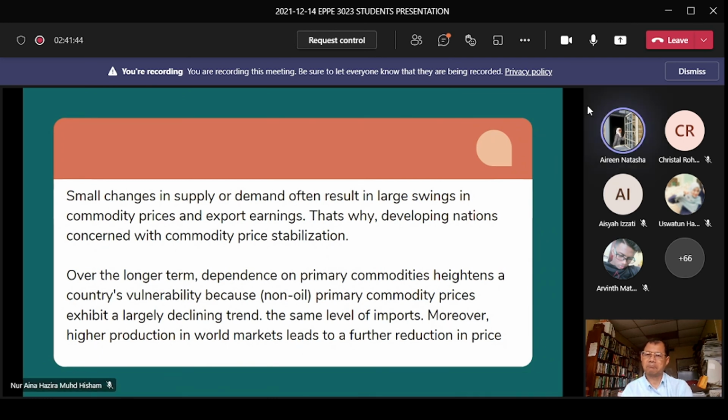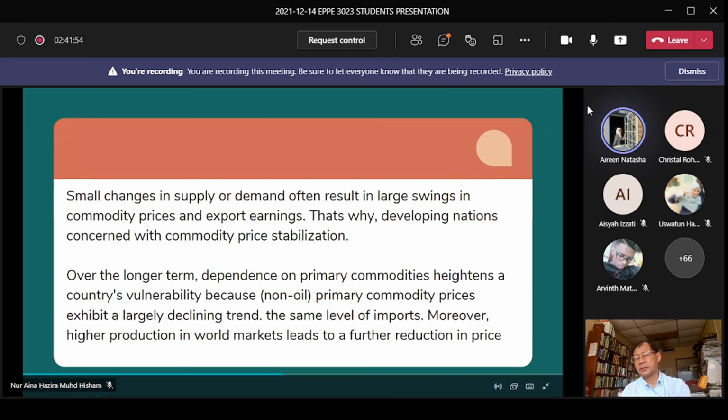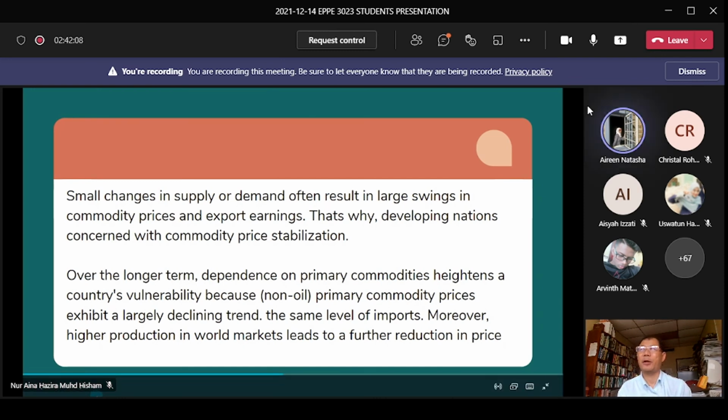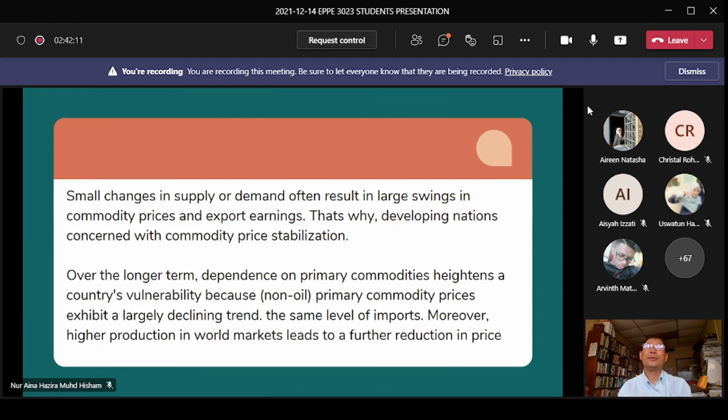Alright, small change in supply or demand often result in large swings in commodity price and export earning. That's why developing nations are concerned with commodity price. Yeah, that was the graph shown by Crystal just now. Just small change in supply, big change in the price, which is what we call the low elasticity of the price, low price elasticity of demand, and also low price elasticity of supply of commodities.